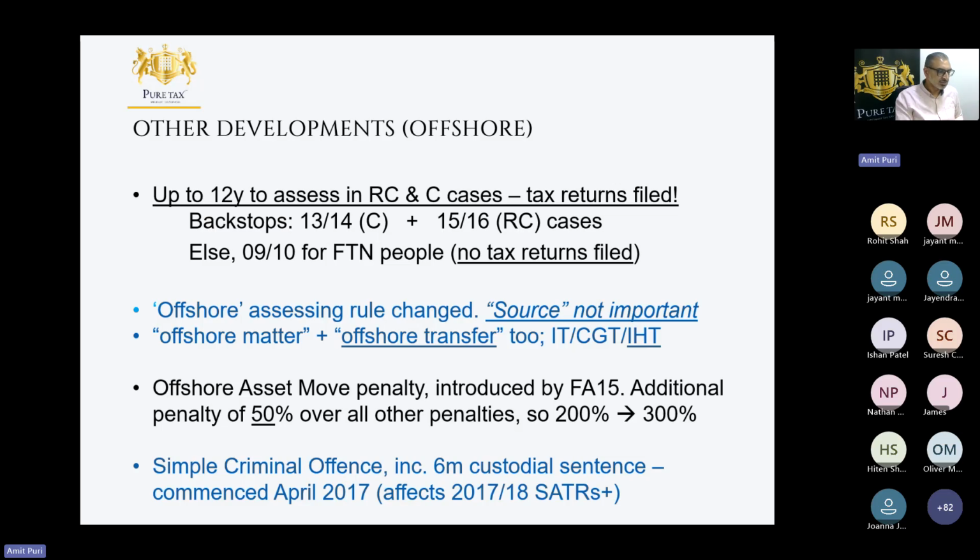Don't forget there is a custodial sentence that HMRC can use in relation to offshore taxes. Again, I've never seen it in practice, so I'm not going to cover it now, but certainly the stick is quite strong. So people really are encouraged to do voluntary disclosures as soon as they can and not wait for HMRC to write to them, nudging them.